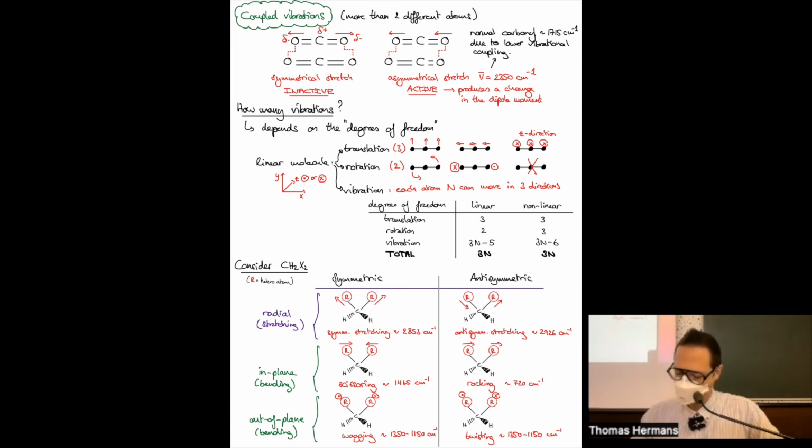Okay, and so in experiments, this CO2 asymmetrical stretch is at 2350 centimeters minus 1. And we'll see a bit later that a normal carbonyl stretch is around 1715 centimeters minus 1. And that's because these two carbonyls can couple and they can amplify the vibration. We'll get back to that.